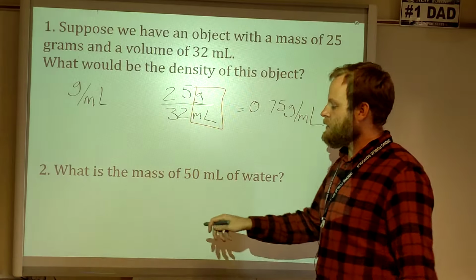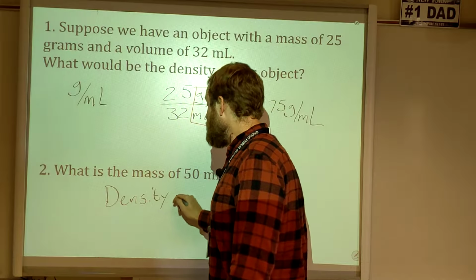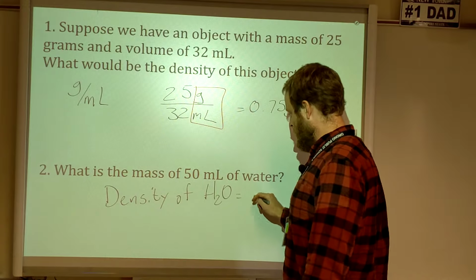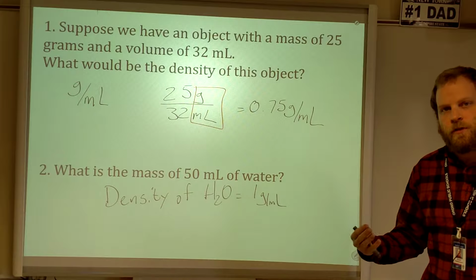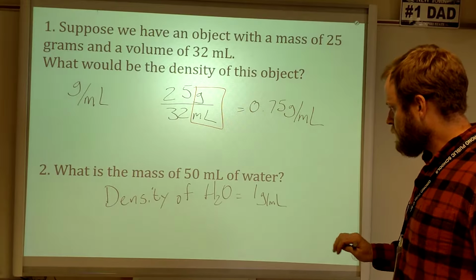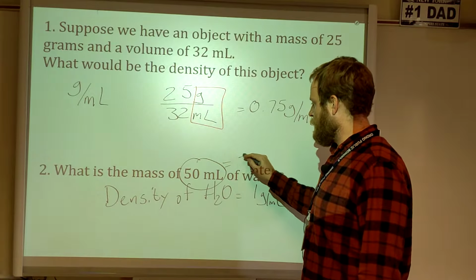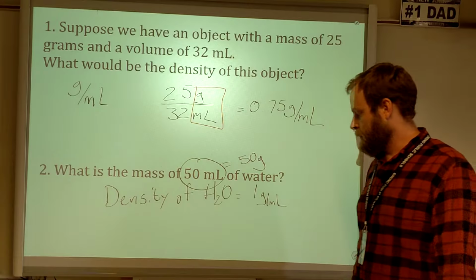What's the mass of 50 milliliters of water? Please remember that the density of water equals 1. Density of water, and this is technically at 4 degrees Celsius, but whatever, is 1. This is basically what these things are based off of, the density of water. So however many milliliters you have, that's the exact same number of grams. So we have 50 grams of water if we have 50 milliliters of water.